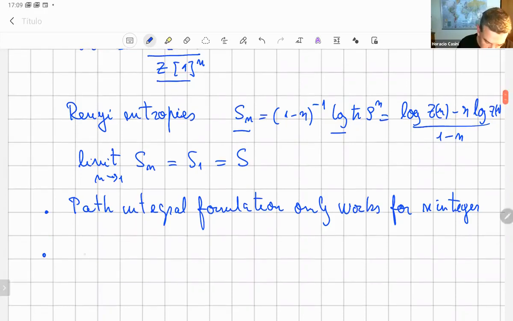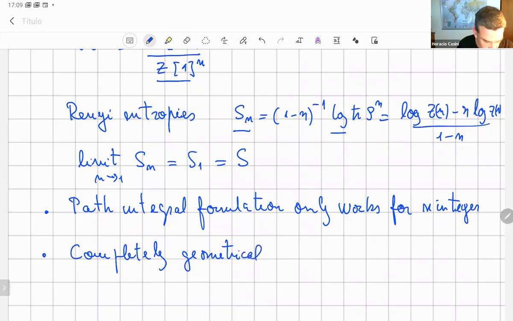And the second important point of this replica trick is that it shows you that there is a completely geometrical prescription that is valid for any theory, right? You have just to evaluate the partition function in a specific geometry, and this is related to the holographic entanglement entropy.